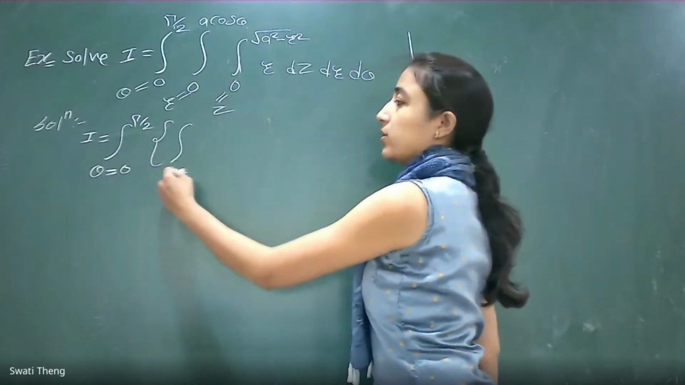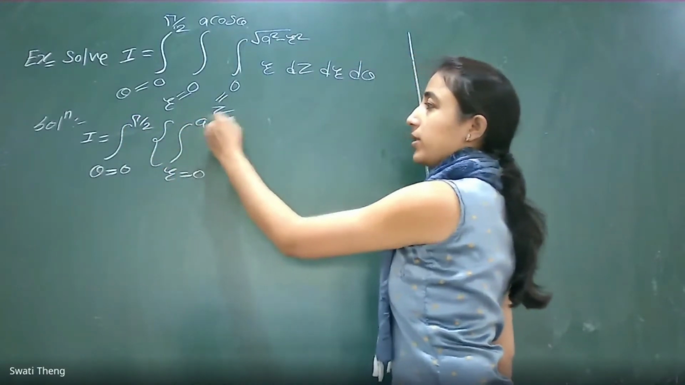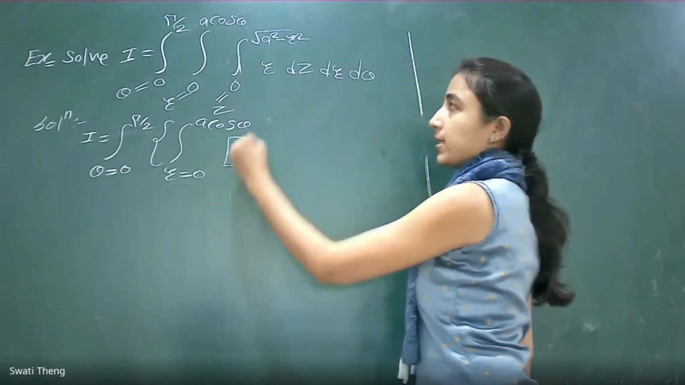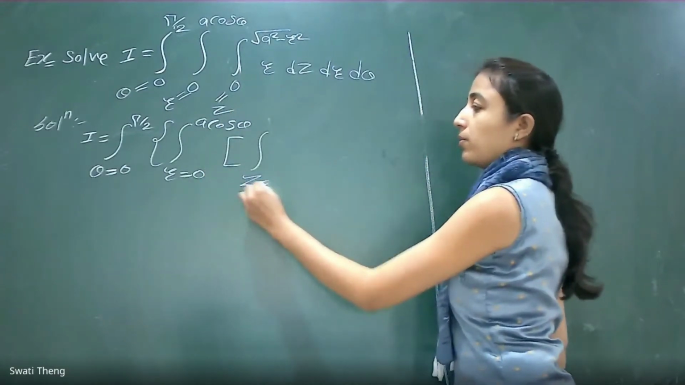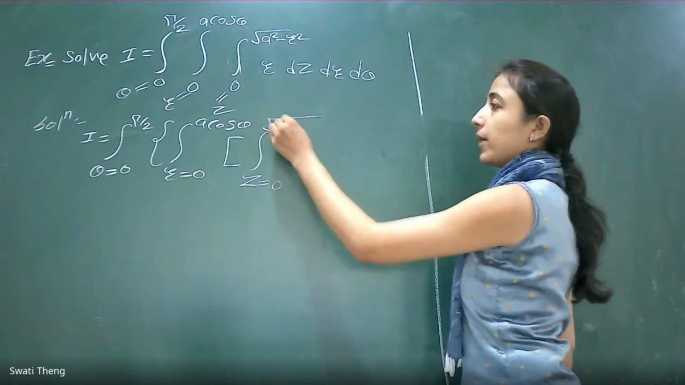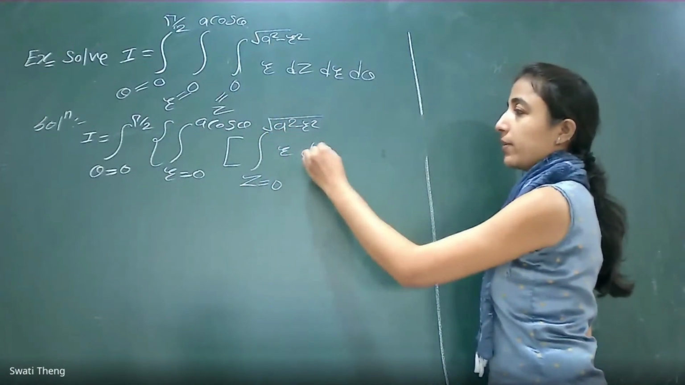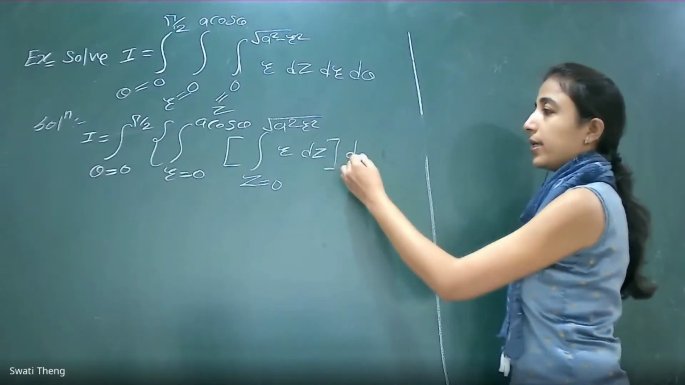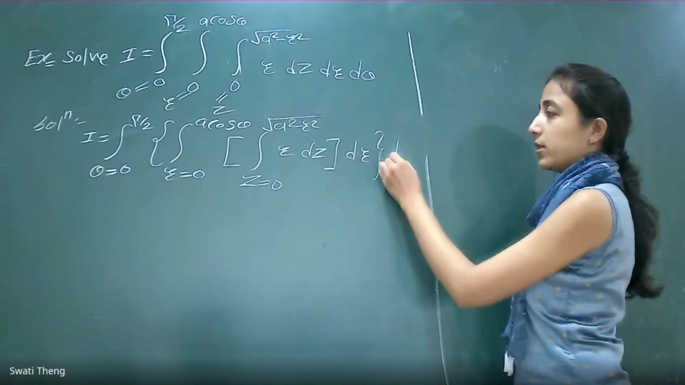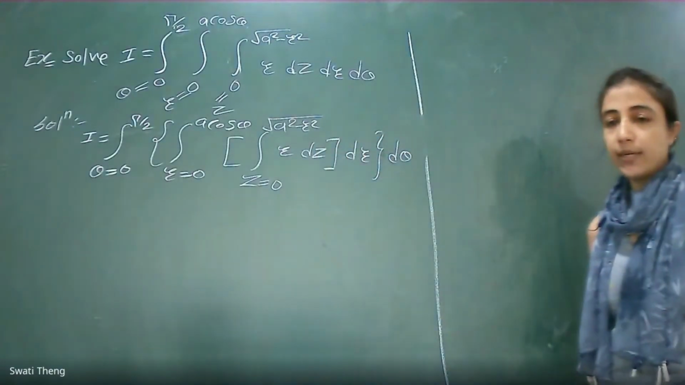So here I equals to theta varies from 0 to pi by 2 outside, then next r varies from 0 to a cos theta, and next z varies from 0 to under root of a square minus r square. Function is r, this limit is for dz, then dr, next is d theta. So one by one integrate this term.